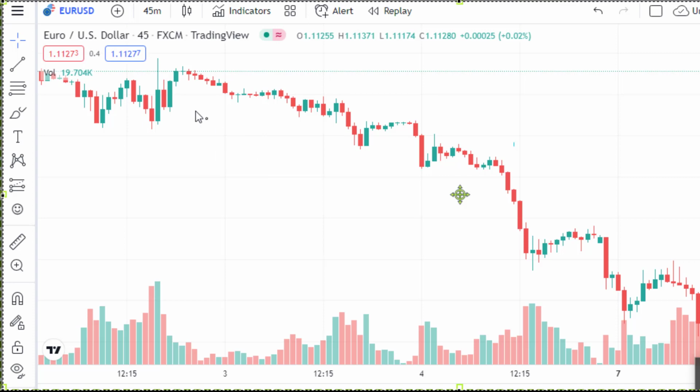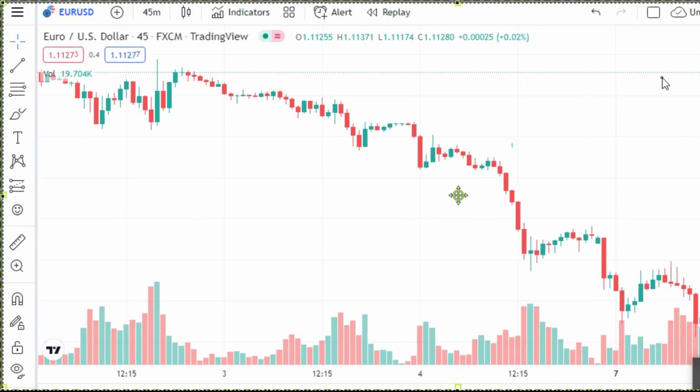Okay, so first of all we have to know one thing: for drawing a resistance level in a trendy market, we have to select a downtrend market. We have to select an uptrend market for drawing a support level by trend line. So why do we have to select this type of downtrend market, and how can we draw this resistance level by trend line? Now I am explaining. So think that it's a downtrend market.